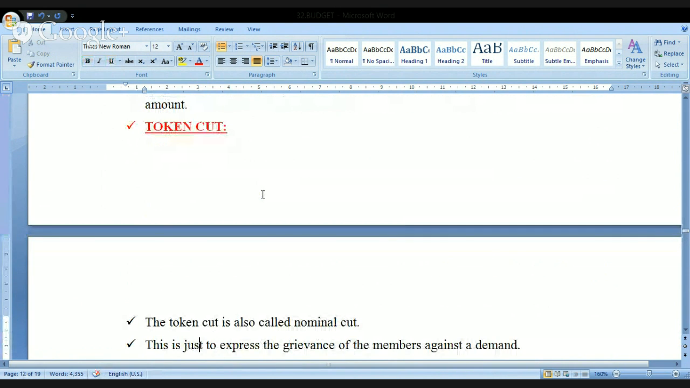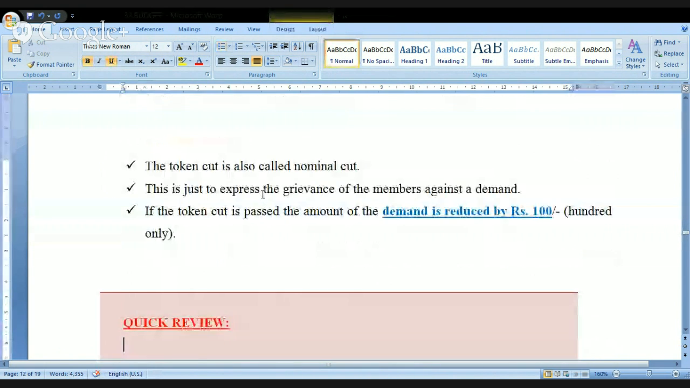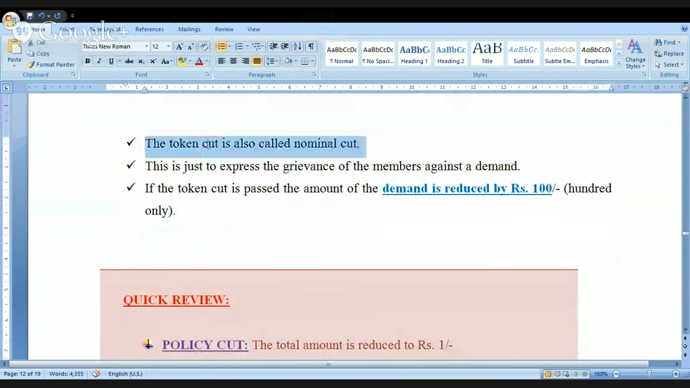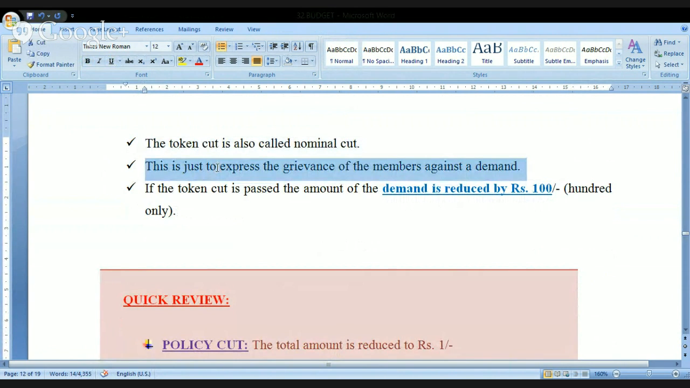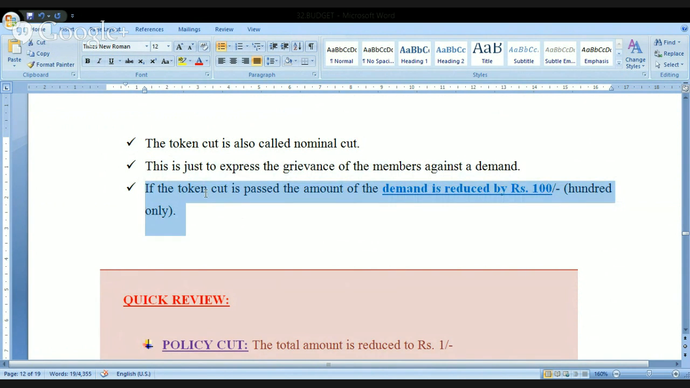Next one is a token cut. Token means nominal cut. Look at this. The token cut is also called the nominal cut. This is just to express the grievance of the members against the demand. In fact, there is no usage of this. Then, look at the last point. If the token cut is passed, then the amount of the demand is reduced by 100 rupees. Very, very, very important. In policy cut, you are reducing the demand to rupees 1. But here, you are reducing the demand by 100 rupees, meaning X minus 100 rupees.